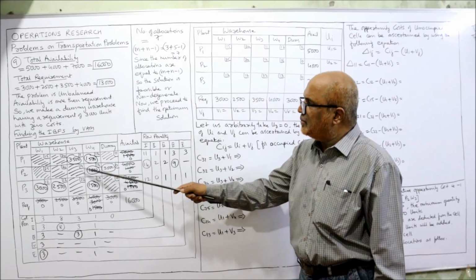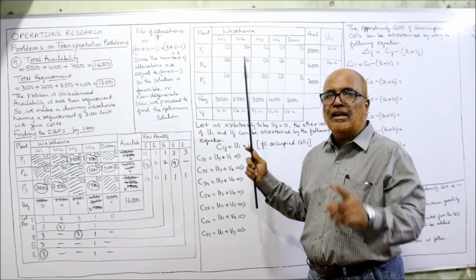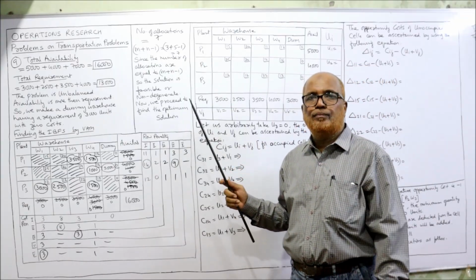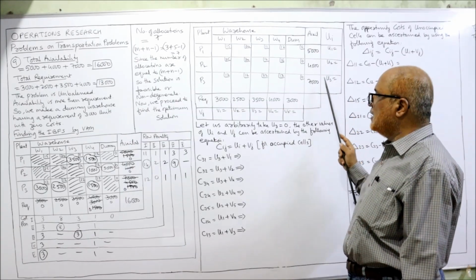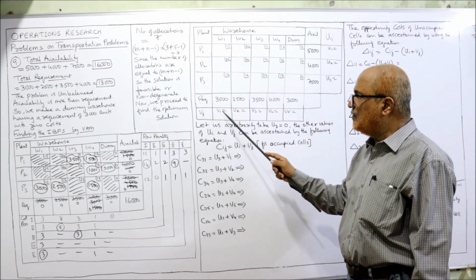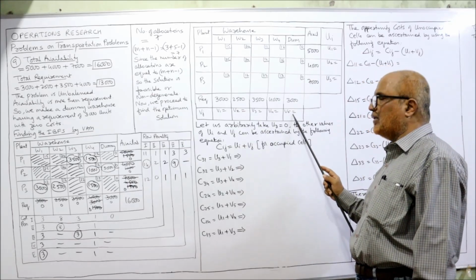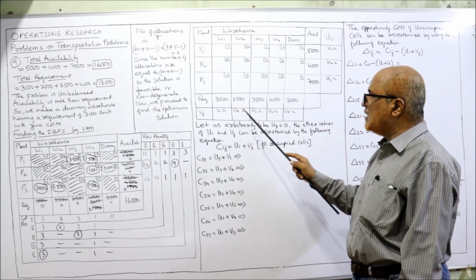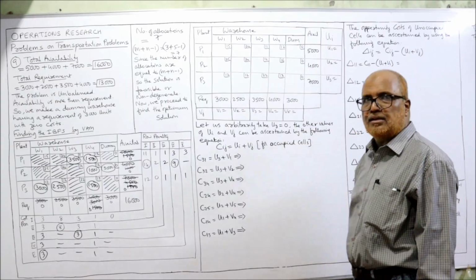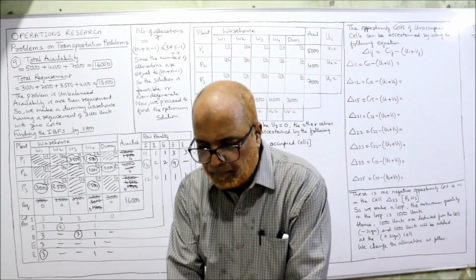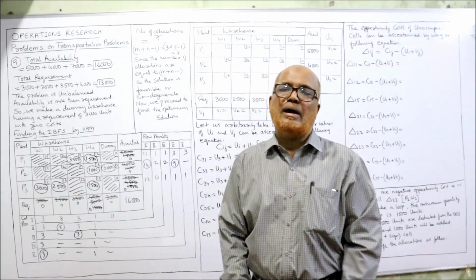Same table, the same table I am copying here with one extra column and row. The extra column is UI: U1, U2, U3, and the row is VJ: V1, V2, V3, V4, V5. 5 columns are there, so 5 V's. 3 rows are there, 3 U's, right? This is the table we'll make to find the optimality test.